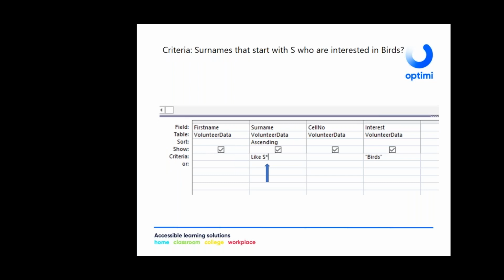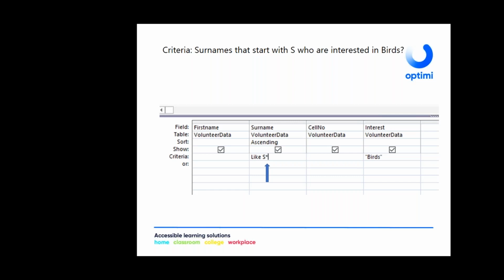Okay, and then there's something else that I like to ask. Sometimes they tell you, okay, we want somebody who's interested in birds, but only all those people whose surnames start with an S. So now you can see we have 2 different fields where we would like to have the criteria on. Birds we have under interest, but now we need to put the surname, only those that start with an S. And the criteria for that would be an S and then an asterisk.